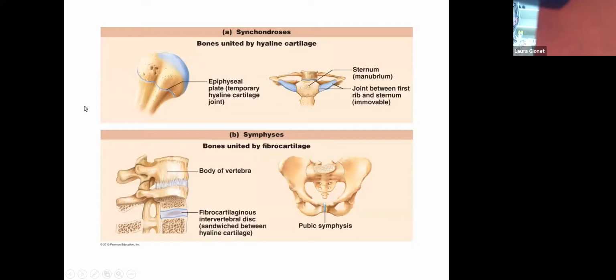So here we have an epiphyseal plate. We don't generally look at this kind of a joint between the first rib and the sternum, but that's technically a synchondrosis as well. It's not one of those that we identify in lab, but definitely an epiphyseal plate. And then below that, the symphysis type joints, intervertebral discs and the pubic symphysis.